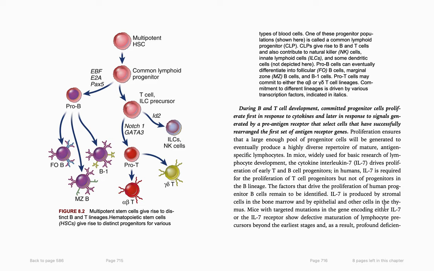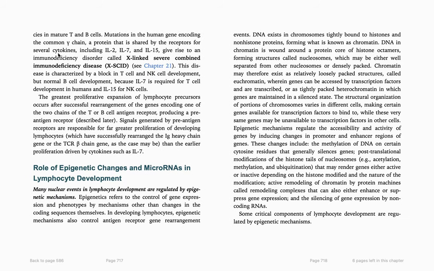Interleukin-7 is produced by stromal cells in bone marrow and may be produced by epithelial and other cells in the thymus. Mice with targeted mutations in the gene encoding either interleukin-7 or the interleukin-7 receptor show defective maturation of lymphocyte precursors beyond an early stage, as a result of profound deficiency in mature T and B cells.